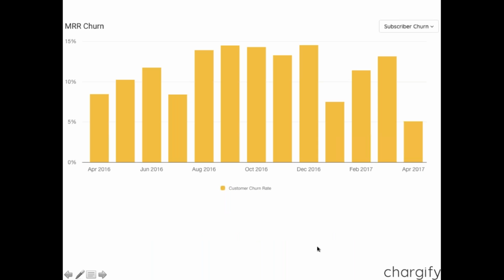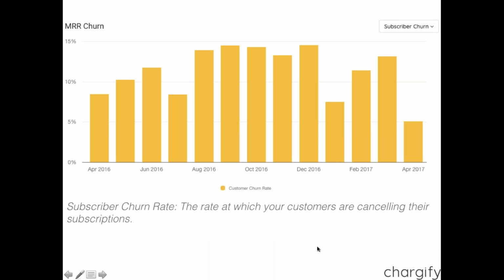Next, we have our subscriber churn. The subscriber churn rate is the rate at which your customers are canceling their subscriptions. How often do your customers come in on a monthly basis, and how often are they going in and canceling their accounts? That's what this number is providing you. And this is your subscriber churn count divided by your start of period subscriber count.